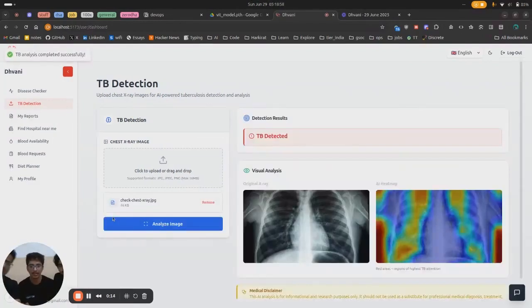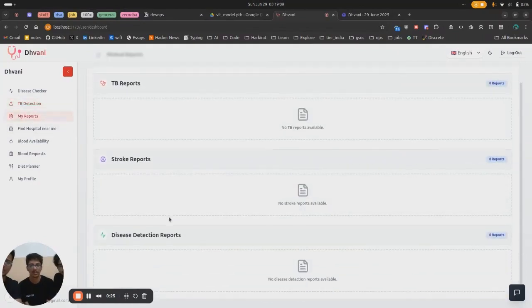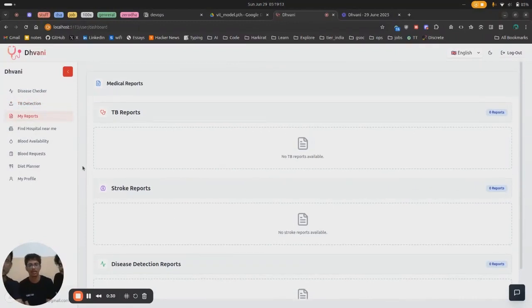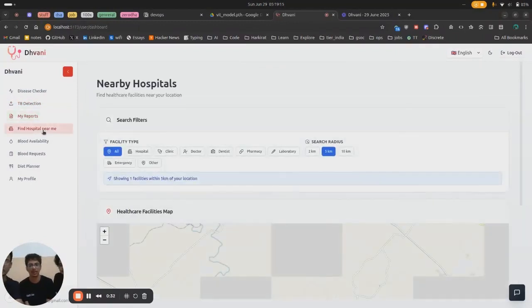So here is an example of an X-ray image having tuberculosis. We have got this image from the internet. This is the my report section. These reports will be of the user based on from where we get them. It could be of TB or stroke.